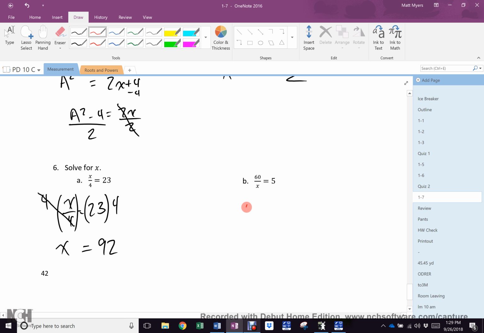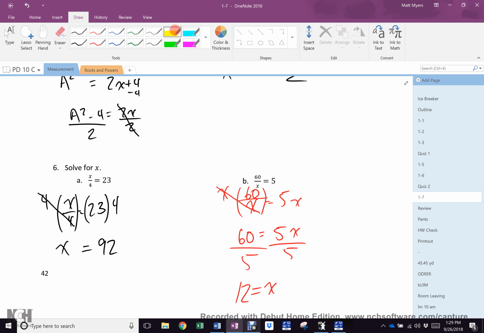Over here, x is on the bottom. I don't want x on the bottom, I need it on the top, so it has to move. Cancel, 60 equals 5x, divide by 5, divide by 5. x equals 12. Now that should show you the shortcut. When the x is in the numerator, we did 23 times 4. When the x was in the denominator, we did 60 divided by 5 to get a final answer. And that's a handy little shortcut that will be very helpful next unit.